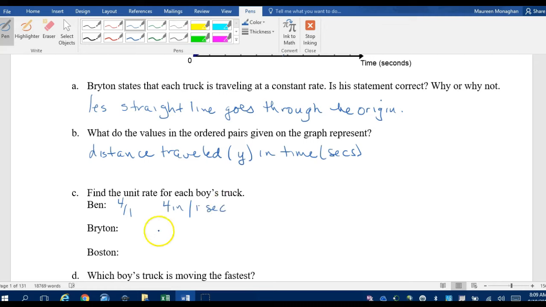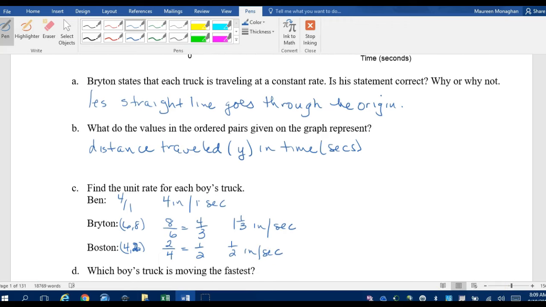And Brighton's coordinates were 6, 8. I can just use those coordinates. And I can say, oh, it's 8 over 6, which is 4/3. So he is 1 1/3 inches per 1 second. And Boston, his coordinates were 4, 2. So his is 2 over 4, or 1/2. So that would be a 1/2 inch per second.